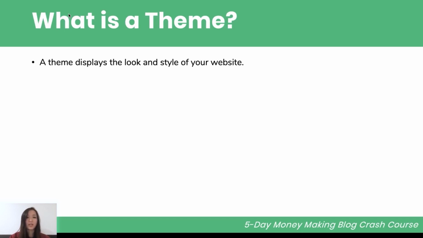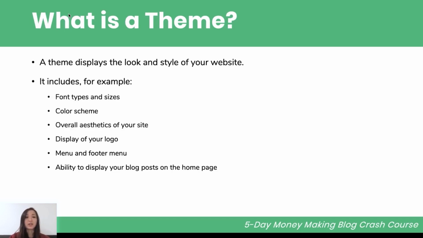So first off, what is a theme? A theme displays the look and style of your website, and it includes multiple things. For example, it can include your font types and sizes, your color scheme, your overall aesthetics of your site, the display of your logo, menu and footer menu, and ability to display your blog posts on the home page. So basically the theme is the design of your website.